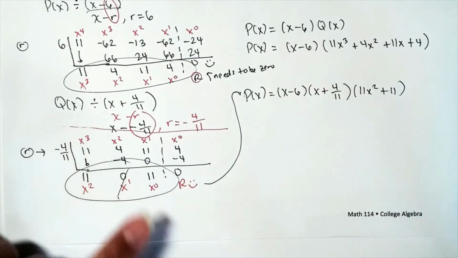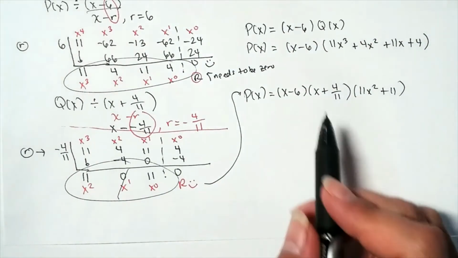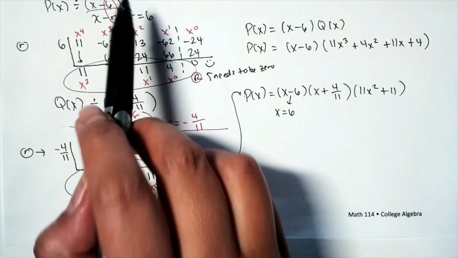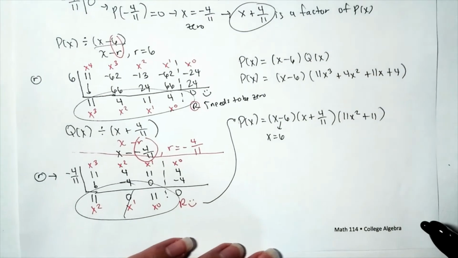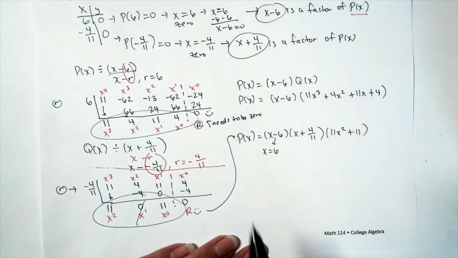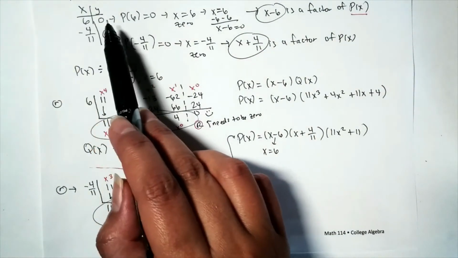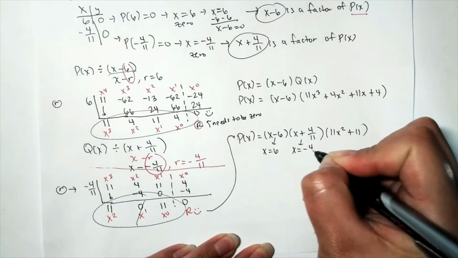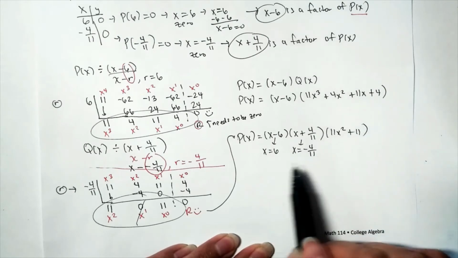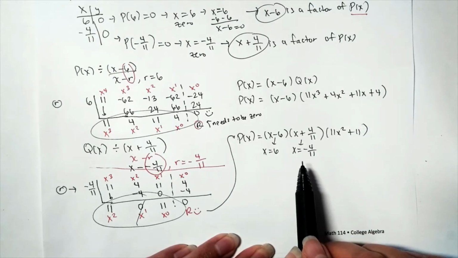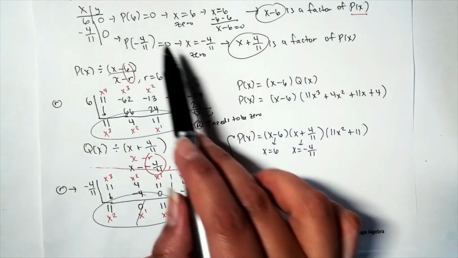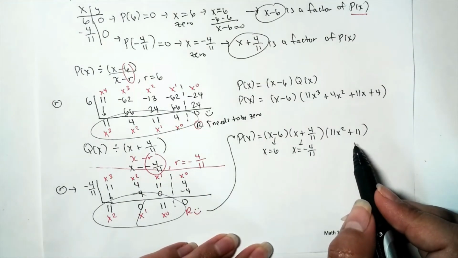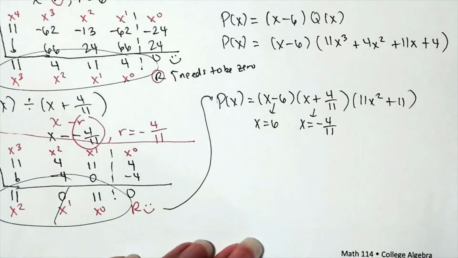Ooh, we're done. Okay, well, almost done. The first factor leads to a zero of 6, but we already established that. The second factor leads to a zero of negative 4/11. I don't need you to write this over, I do this for note-taking purposes. But we already established that there. The third factor is going to lead to a zero of, I have no idea. So let's go ahead and find out.